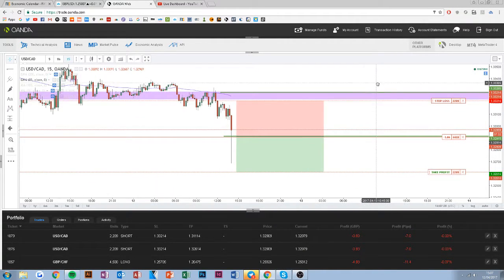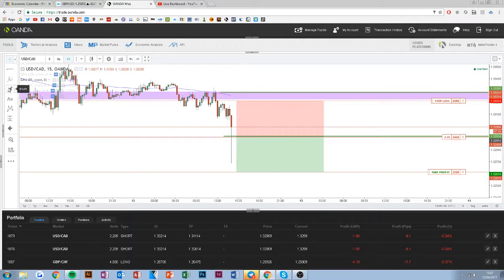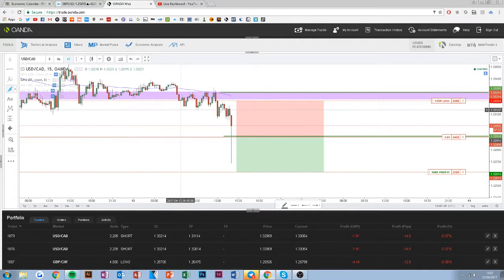So what is it, a 30 pip trailing stop? Yeah, this one's 30 pips. So when price moves down, the stop will follow it. So it's always 30 pips away, but it won't move when price moves up. Basically. Yeah. If you guys get that.